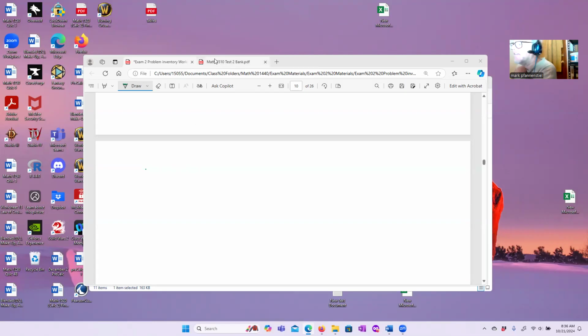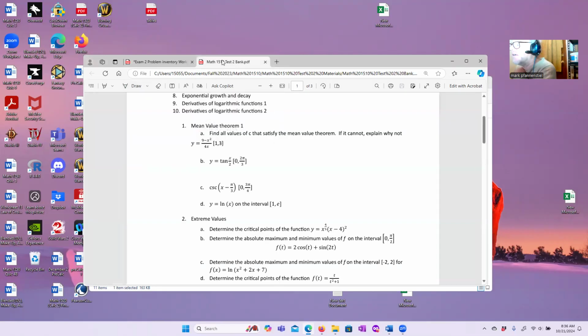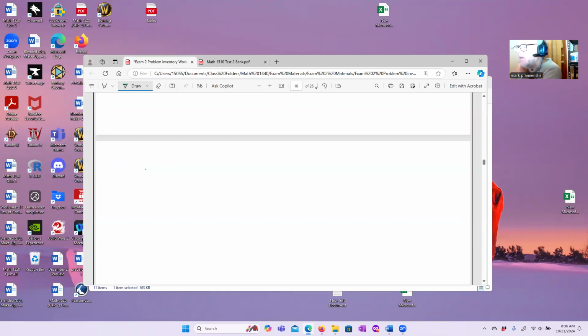So let's go ahead and have a look at what we have as problems going here. Mean value theorem 1. It says find all values C that satisfy the mean value theorem, but if it cannot, explain why not. So we have 9 minus x squared all over 4x. Let's go ahead and write that problem down. We have 9 minus x squared all over 4x. It's also important to know what the interval is. It's on the interval 1 to 3.